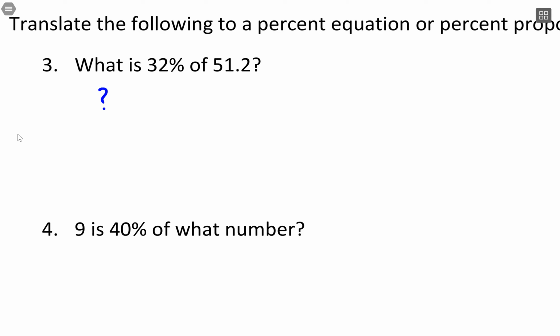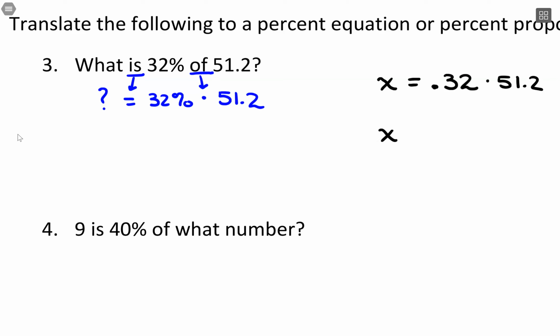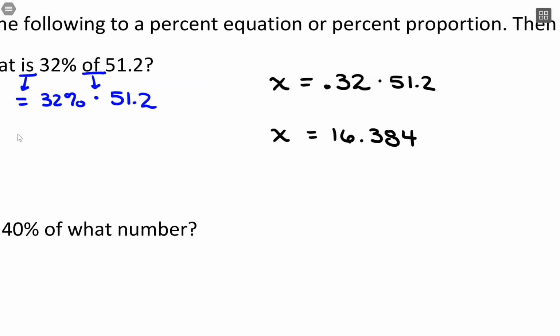So what is 32% of 51.2? So again, is my equal sign, of is my multiplication. So what is 32%, but in decimal form, that'll be our 0.32 of 51.2. So this is just going to come down to multiplying in a calculator 0.32 times 51.2, which is going to be 16.384. Now here they didn't give us any rounding rules, so we can leave it just like that.